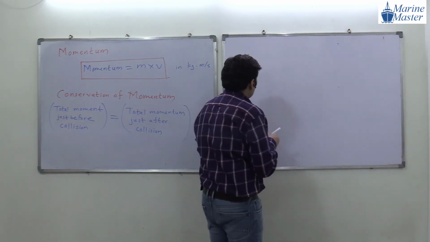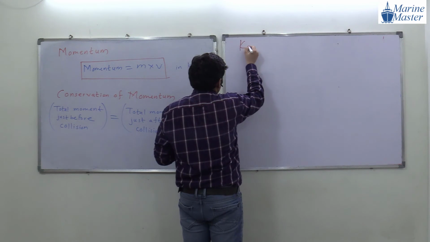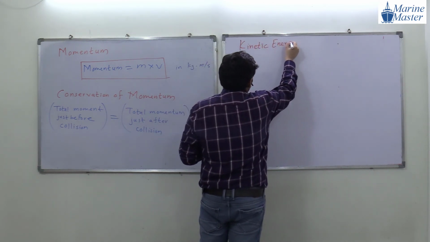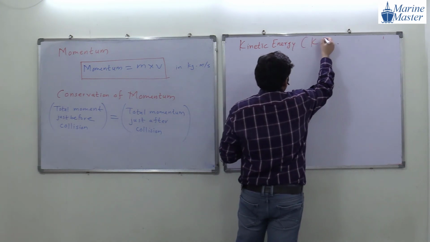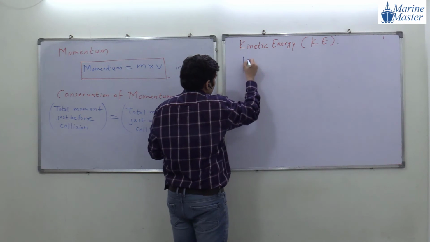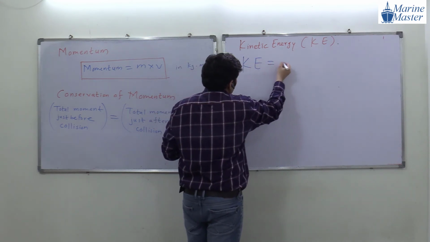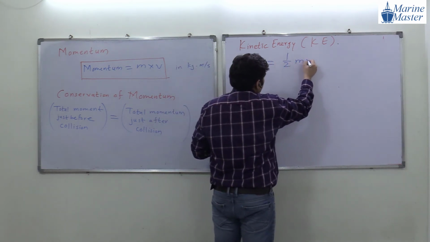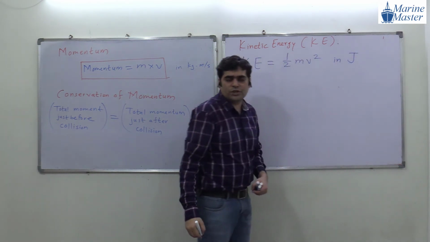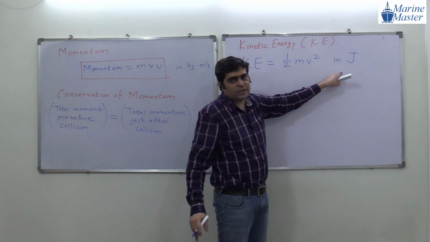Now the next point is kinetic energy. We will denote kinetic energy by KE. KE is equal to half mv square. Its unit is capital J. Capital J stands for joule, if you are using the abbreviation.